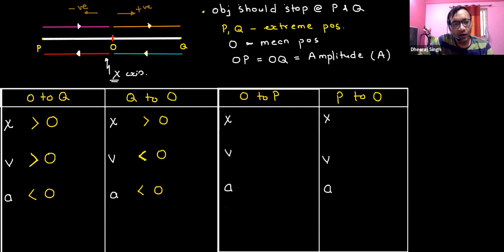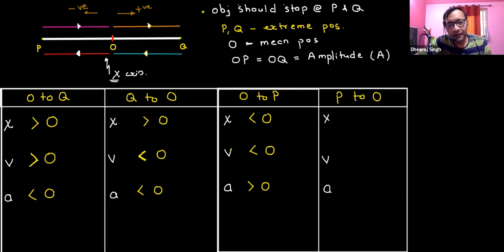All right, O to P, what about X? Negative or positive? X is less than zero. What about velocity, O to P? Negative. Acceleration? Is acceleration in the same direction as velocity or in the opposite direction? In the opposite direction. So it has to get decelerated, because at point P, it has to stop. If velocity is this way, acceleration should be that way for it to stop.